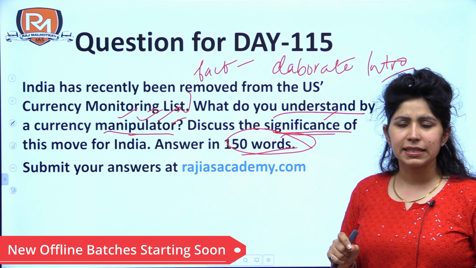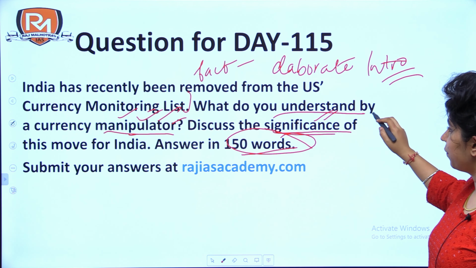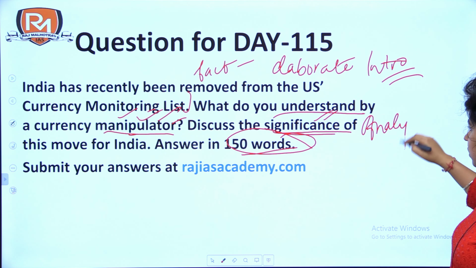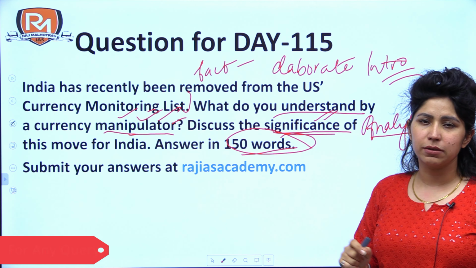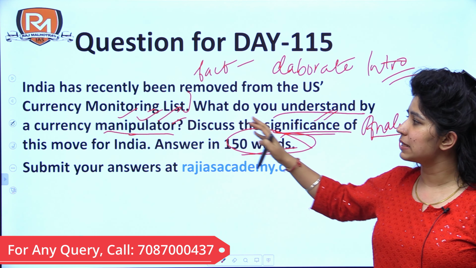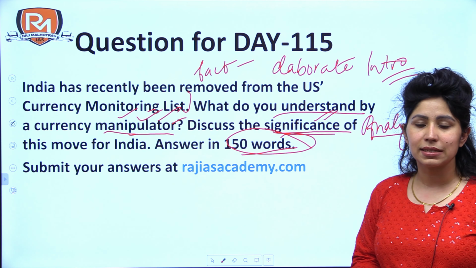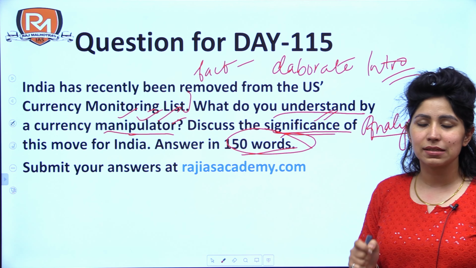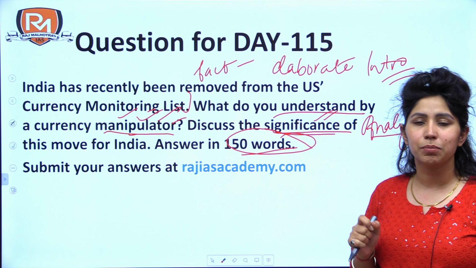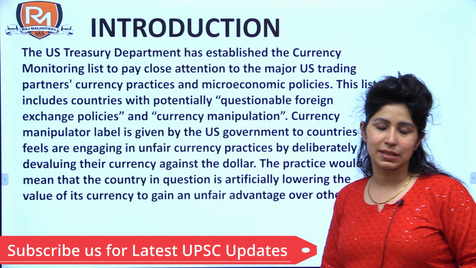This is a pretty prelims-oriented and fact-oriented answer. Only the significance part of it is analytical, the rest is factual. You should know how to define a currency manipulator. You should know what the US's currency monitoring list is. Everything should be clear to you. Again, this is a topic very important for your next year prelims also. So focus on how we are trying to approach this answer.